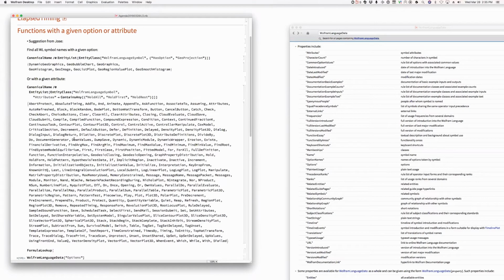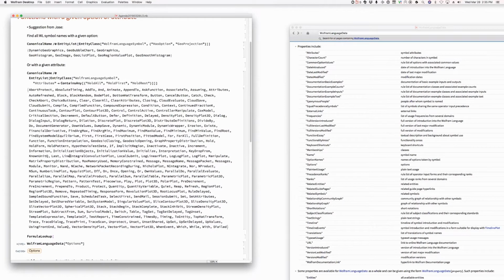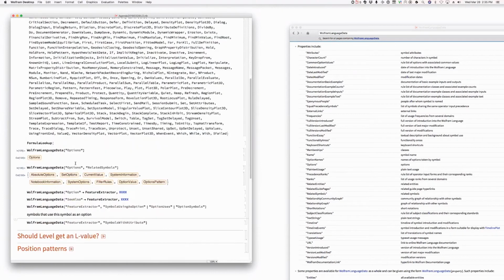Yeah. Fair enough. Okay, so just a minute. Let's go down here. Gosh, what do we want here? So symbols that use this symbol as an option. I think symbols using as an option. Symbols using as an option. It's the best I can do right now.